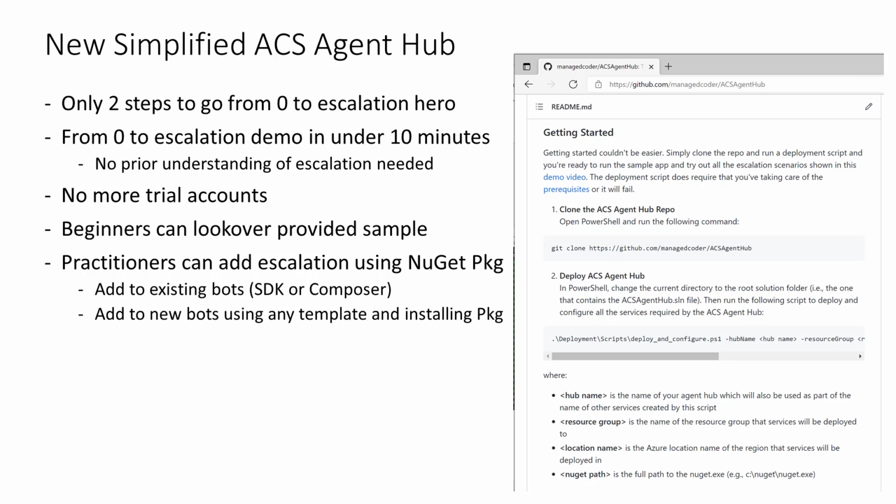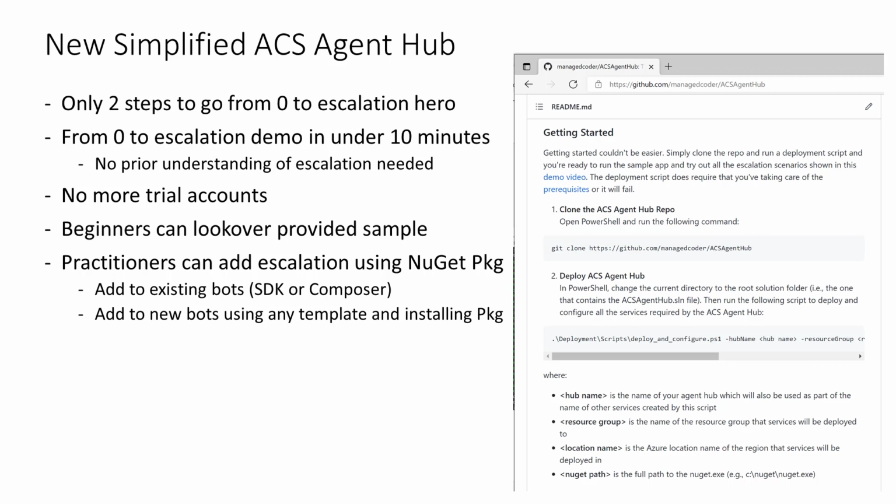Hello, Russ Williams here. I'd like to give you a quick overview of the ACS Agent Hub, which can be used to add an agent escalation capability to your bot. It's now simpler than ever to go from zero to escalation hero in just 10 short minutes.